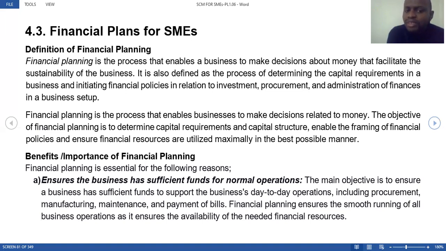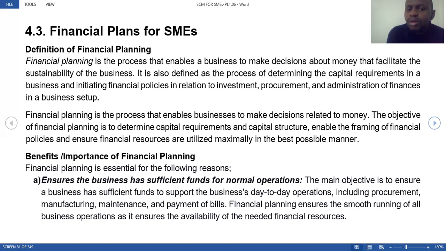So financial planning is the process that enables businesses to make decisions related to money. So you'll be able to make decisions related to money. And remember, if you don't make such decisions, then it means your company will end up becoming bankrupt and you might end up closing as a result of that.